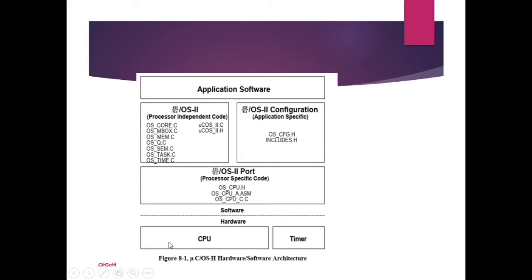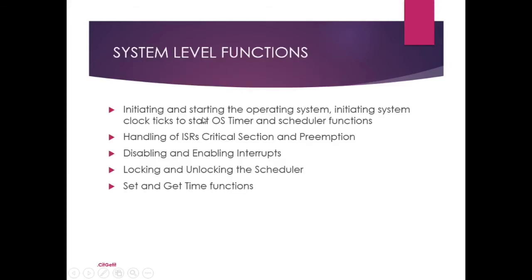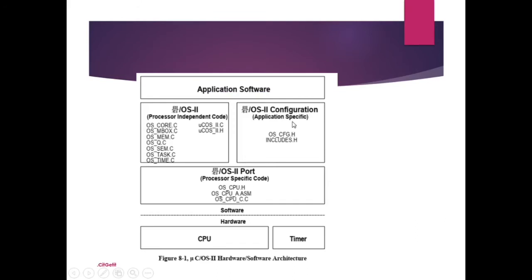So we have the processor and the timer, which comes under the hardware section, and above that we have the software section. In the software we have both the system software and the application software. So if you are creating a program for controlling the automatic teller machine or the ATM, we have the main program which will be running on our MicroC OS2, and the MicroC OS2 will have the processor independent code and the application specific code.